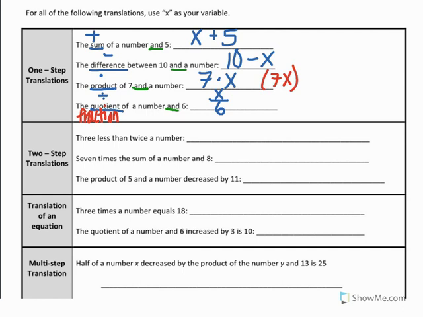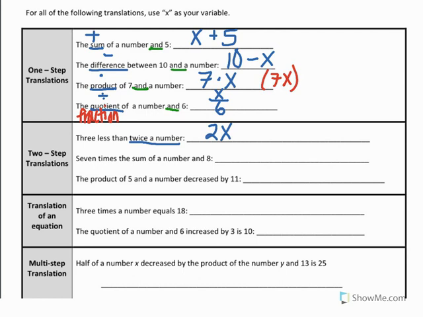Moving on to our 2-step translations, we have a couple different phrases here that we're going to translate. We're always going to look for those key words. So here we have 3 less than twice a number. We know that twice a number, that goes together. Twice a number. So 2 times a number means we have 2x.